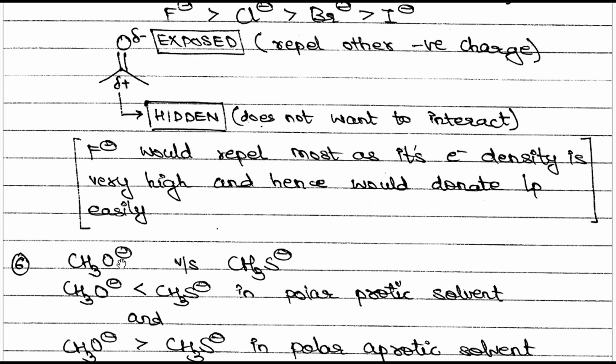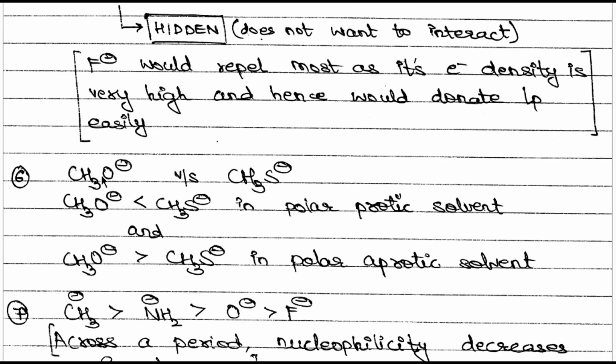The same if I compare for group 16, the methoxide versus methyl thioxide. Again, the negative charge on the oxygen is more concentrated as compared with sulfur because of more electronegativity of oxygen. So when I talk about polar protic solvent, I'll consider the solvation. So this O minus will be more solvated, so its tendency would be less, so it will be a weaker nucleophile. Hence, methoxide is a weaker nucleophile than methyl thioxide.